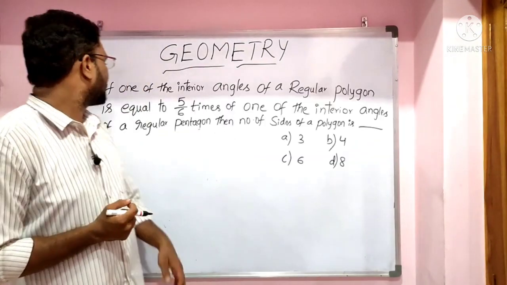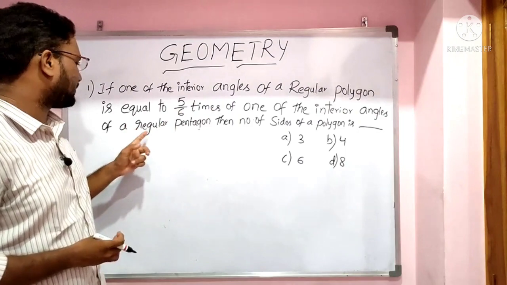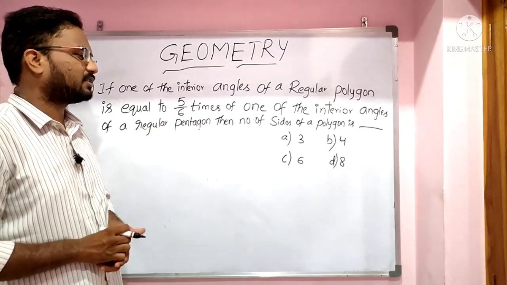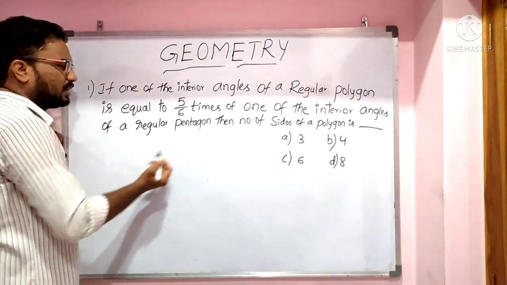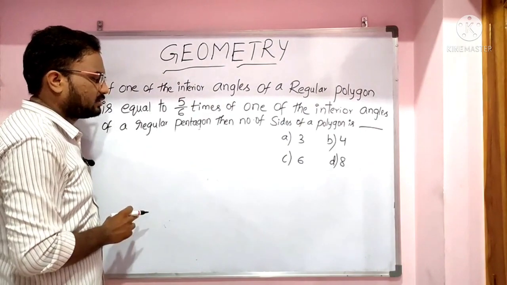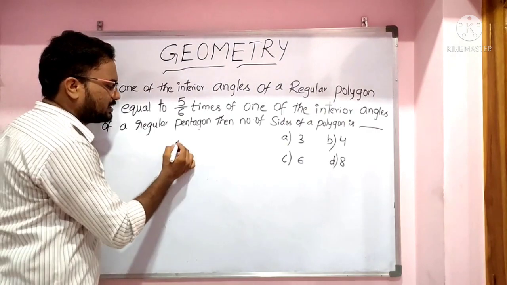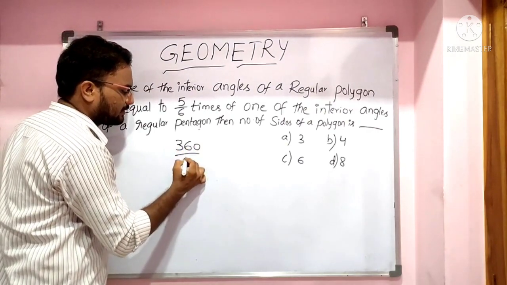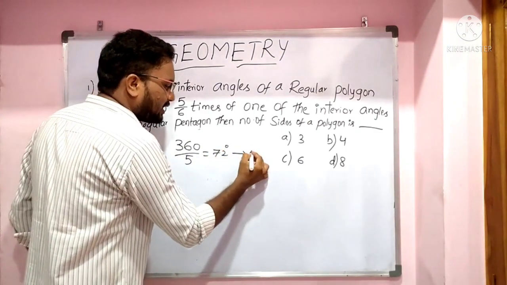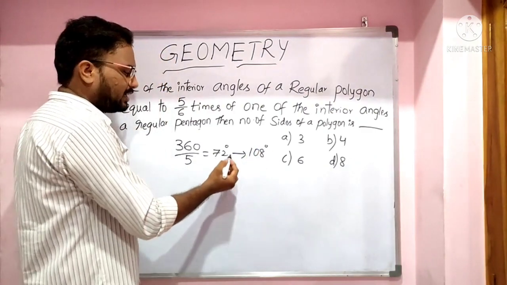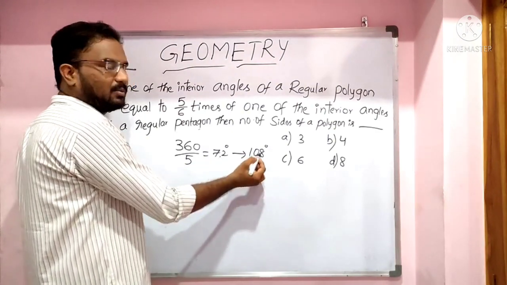So first problem, if one of the interior angles of a regular polygon is equal to 5 by 6 times one of the interior angles of a regular pentagon, then find the number of sides of the polygon. So here a regular pentagon means 5 sides. The sum of the exterior angles is 360 degrees in a regular polygon. So each exterior angle is 360 by 5, that equals 72 degrees, okay. So each interior angle is 108 degrees because the sum of the interior angle and its corresponding exterior angle is 180 degrees. So this is 72, then this will be 108 degrees.